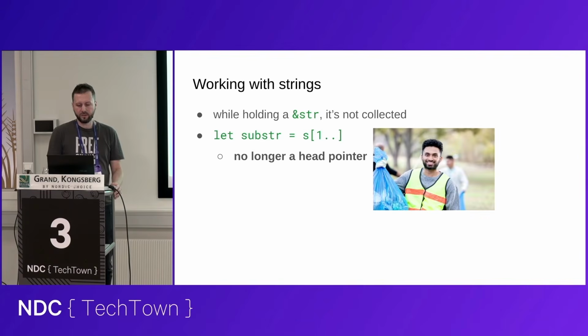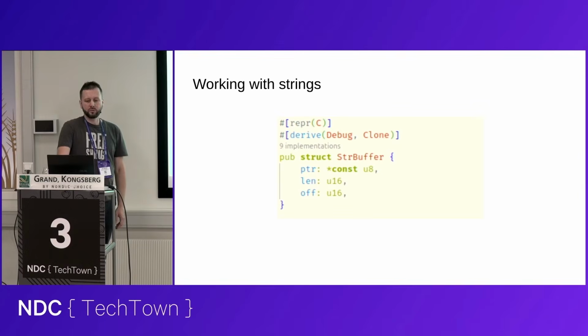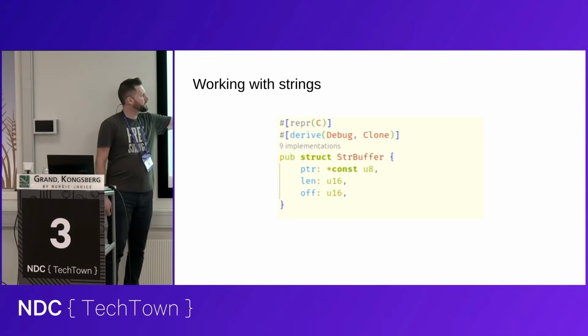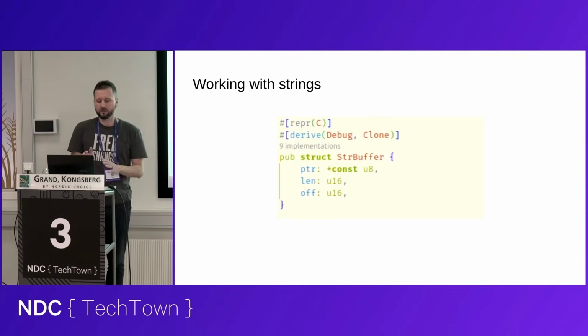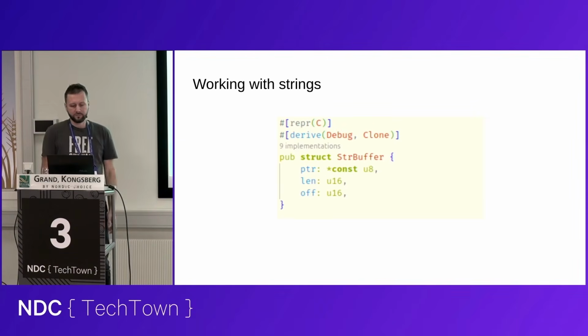So that's a problem. The solution to this problem is to make an owned wrapper type. It's called StrBuffer for some historical reason, not sure why. It always stores the head pointer here, and stores the length and an offset so that we can slice the StrBuffer, we can drop characters from the beginning, from the end.